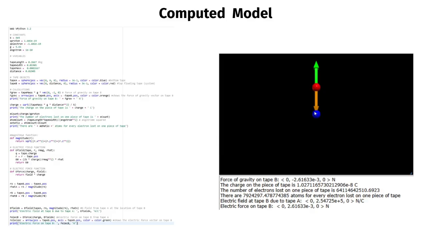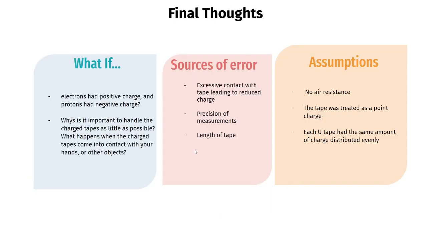So for our computational model, I decided to represent the tapes as point charges. The blue representing the tape A and the red representing tape B. You can see the electric field pointing down from B to A, and then you can see the force from A to B going up there, and we had very similar results to our calculations. I also defined a few functions here to make it easier for me to calculate things.